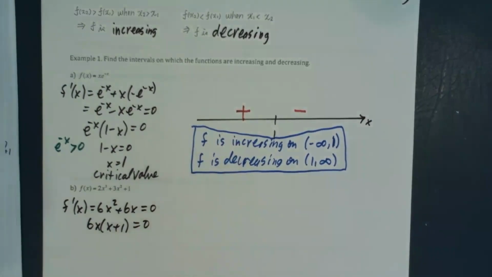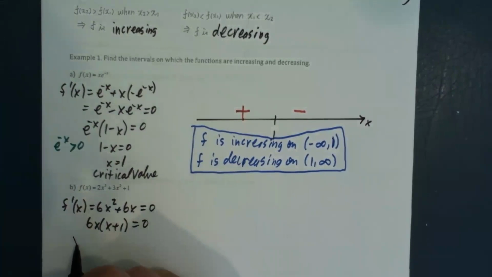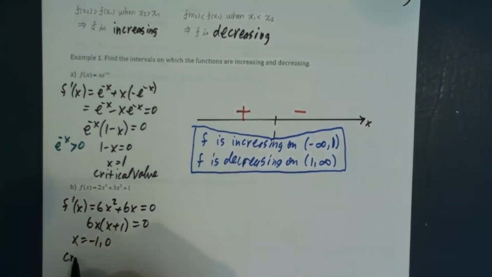So it looks like we're going to have two critical values in this case. I'm going to have x equals -1 and 0. These are my critical values.